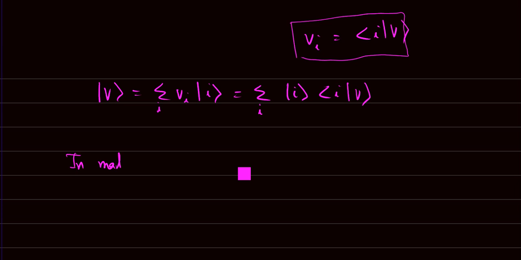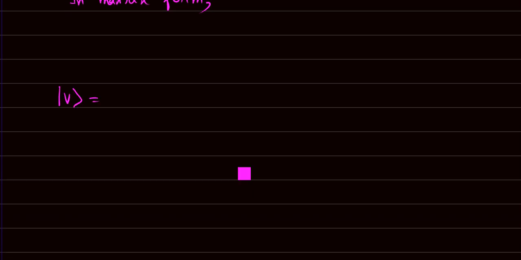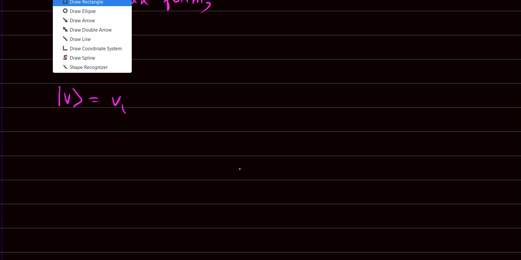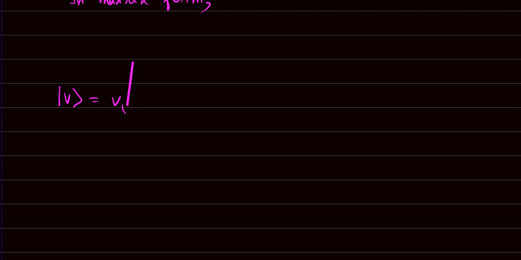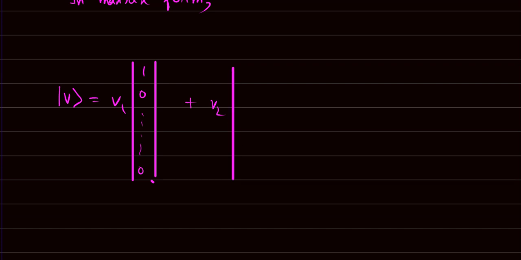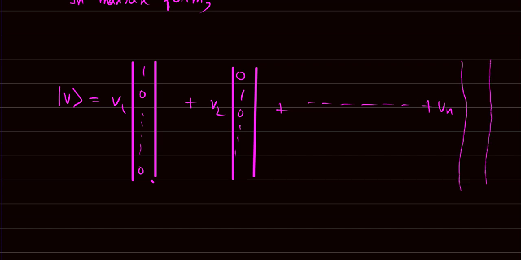If we want to visualize it in matrix form, we can write our kth vector as v1 times the column 1 0 dot dot dot 0, plus v2 times the column 0 1 0 dot dot dot, and so on, up to vn times the column 0 0 dot dot dot 1. This is the matrix form of our kth vector.